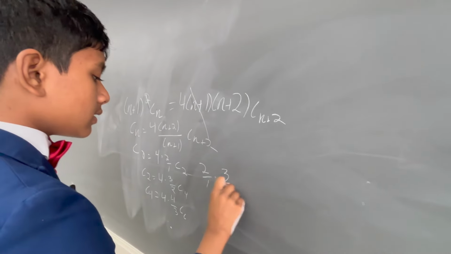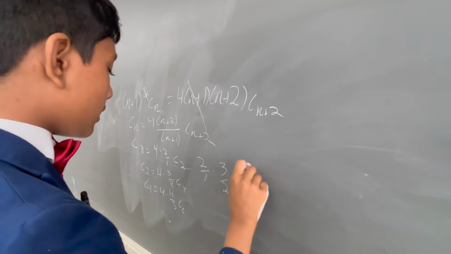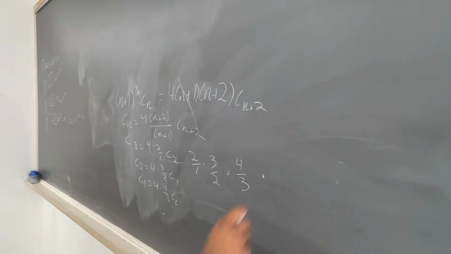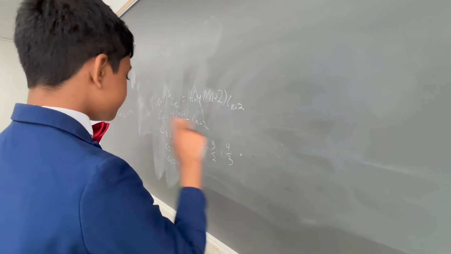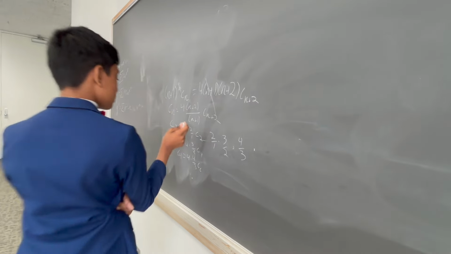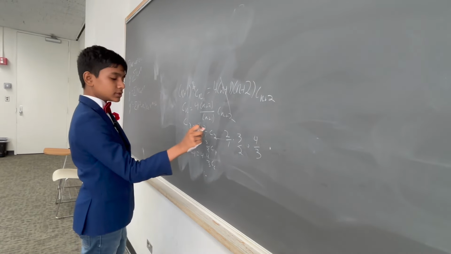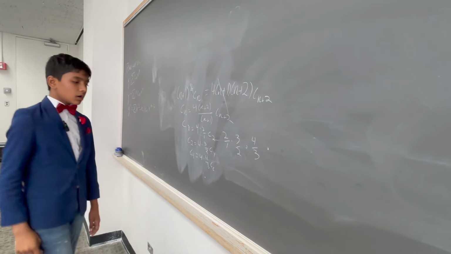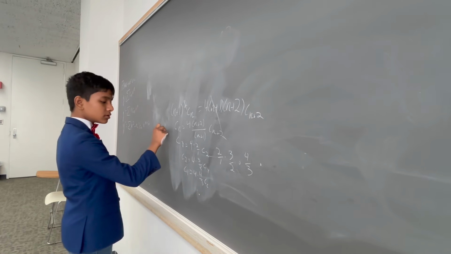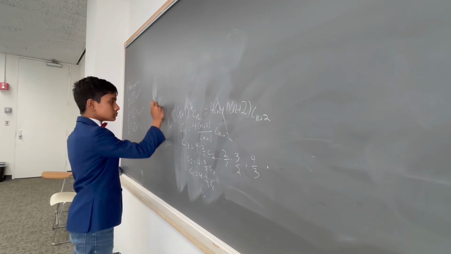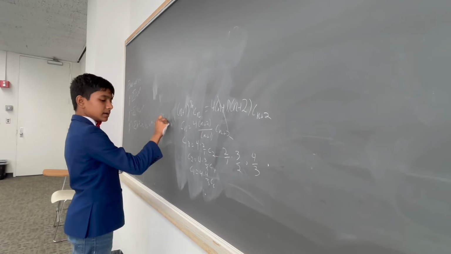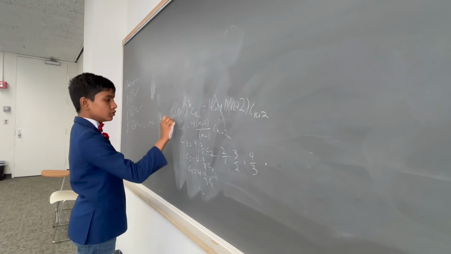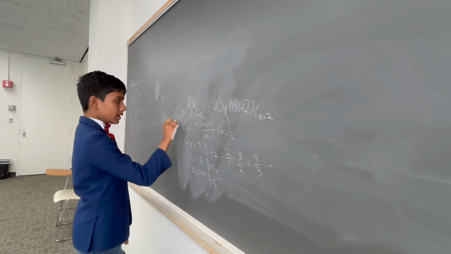2 over 1 times 3 over 2 times 4 over 3 times, if we're continuing up to C sub 2n, then we get, well, what do we get? C0 gives us 2, C2 gives us 3, C4 gives us 4. So what pattern can we deduce from that? Well, we get that C sub 2n is equal to 4 times n plus 2 divided by n plus 1.